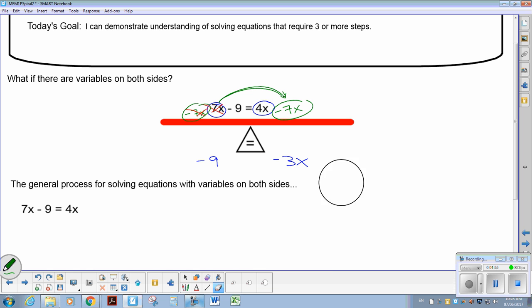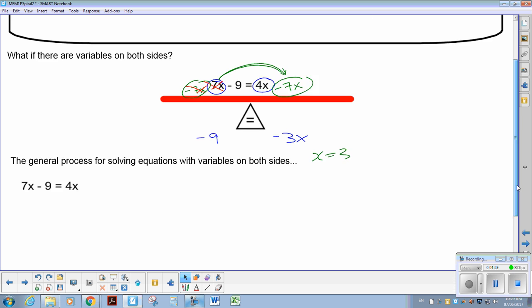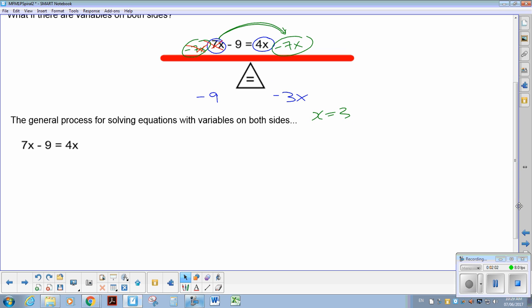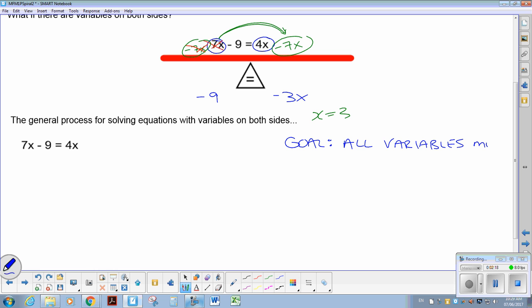All right? So what I want to do then is come up with a general process for what happens when those variables aren't on the same side. So similar to the teeter-totter, we want all the x's on the same side. So our goal: all variables must be on the same side. All right, so that's what we want to do. We want to get all of those x terms to the same side.